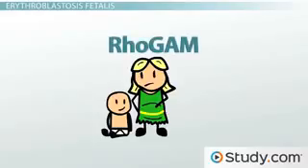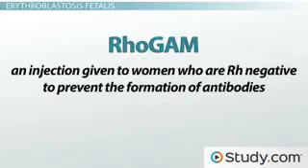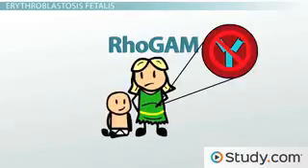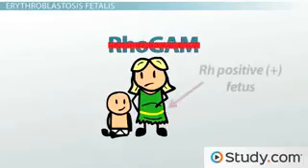So modern medical science came up with a solution, and that solution is to treat the mother with RhoGAM soon after giving birth to her first child. Now, RhoGAM is an injection given to a woman who is Rh negative to prevent the formation of antibodies. That's right, RhoGAM stops antibodies from forming in the mother, and this makes it possible for her to have more children.